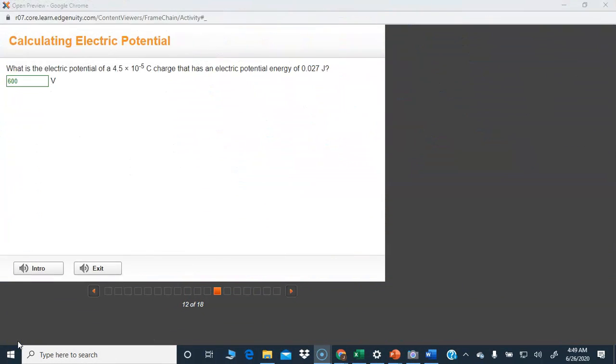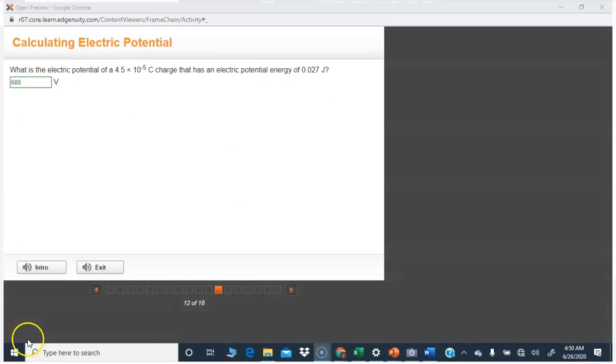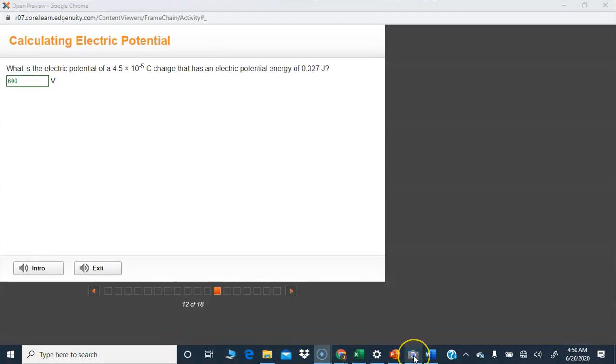All right, so for our next problem, we have: what is the electric potential? So that's voltage, and you can see the unit of measure they give you with the answer is V, of a 4.5 times 10 to the negative 5 coulomb charge that has an electric potential energy of 0.027 joules. So we'll go ahead and write out the formula and solve that. Okay, so there's our problem. Let's bring up a piece of paper to write that on.